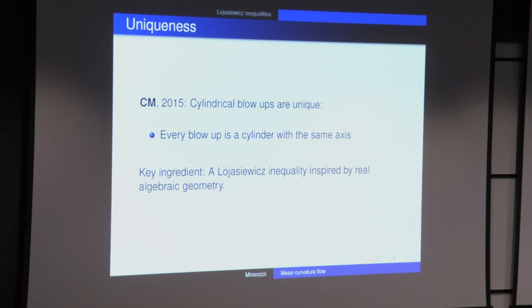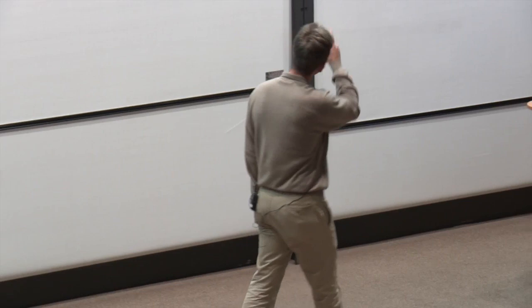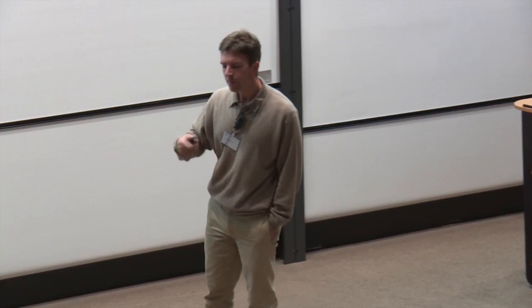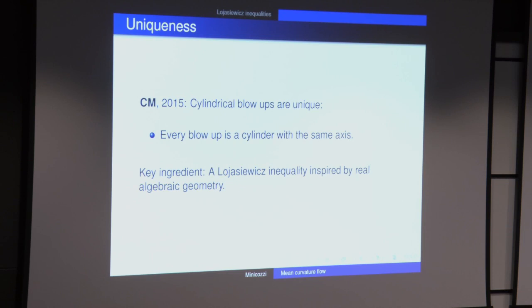The key ingredient for showing this is a Łojasiewicz inequality. So this is something inspired by real algebraic geometry. I hope maybe at the end to come back and say a little bit more about this. But this zooming in process is very similar to having a gradient flow, to running a gradient flow.